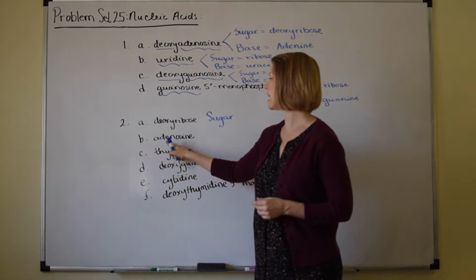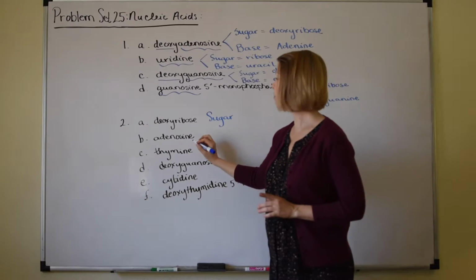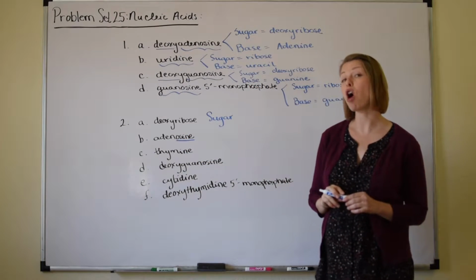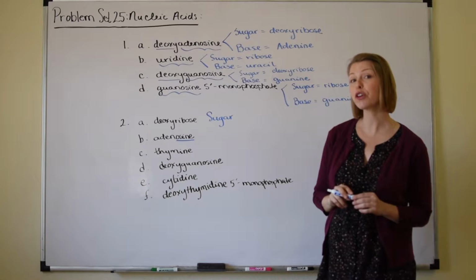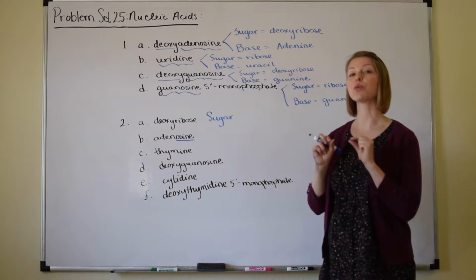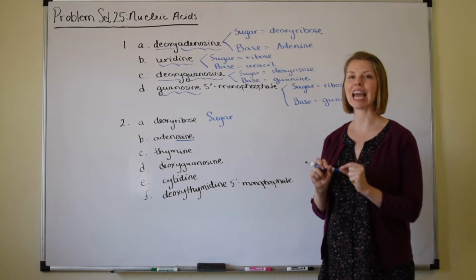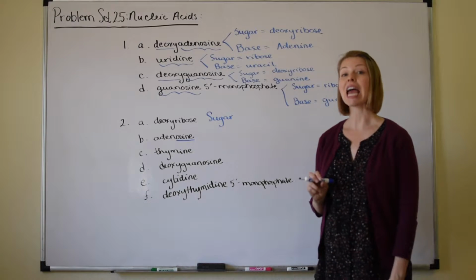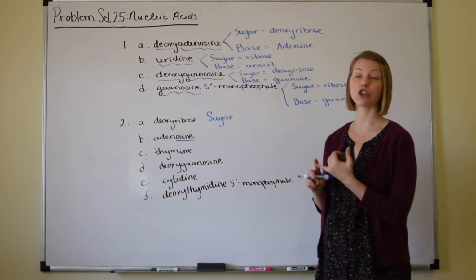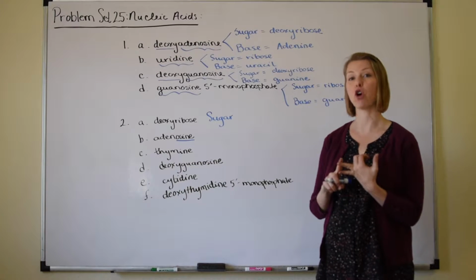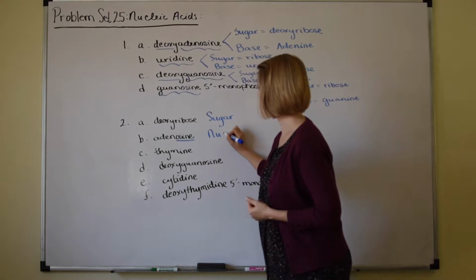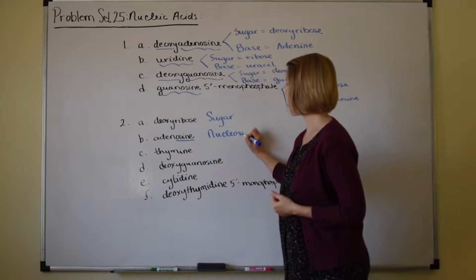B, we have adenosine. Be very careful here. The ending of the name has changed to OSINE. That purine has had the ending change to reflect that it is a nucleoside. A nucleoside made up of adenine and the sugar ribose, which is why there's no prefix at the beginning of the name. So this is the name of a nucleoside.